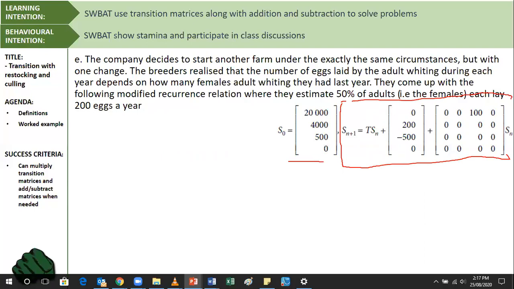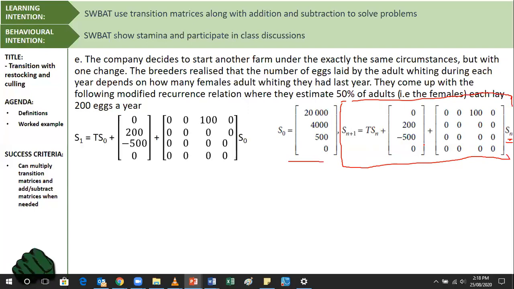So this is now one big recursion saying that T matrix times Sn, so T matrix times the previous event plus this. So they're not adding any eggs yet. They're adding in 200 babies. They're still removing 500 adults, but there's an extra addition. So with this, you need to multiply that by Sn. So this big matrix here times Sn and then add it all together. So there's going to be another plus to this. Okay, so this is what it looks like.